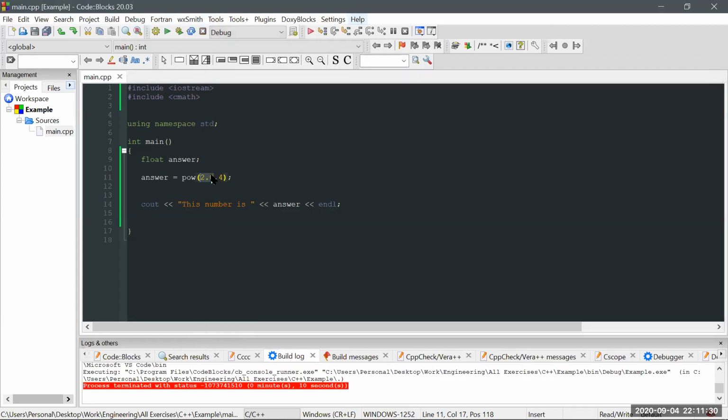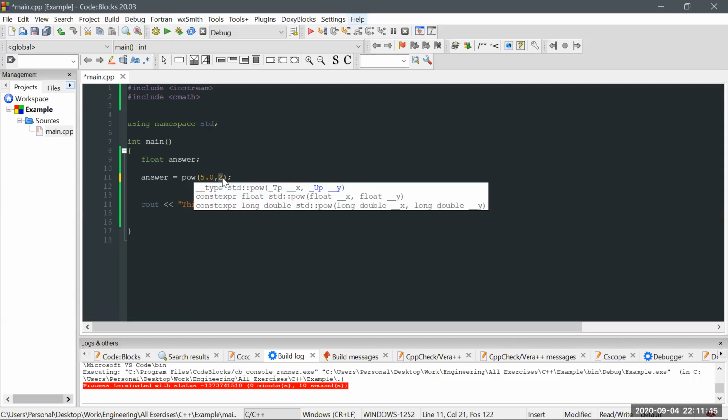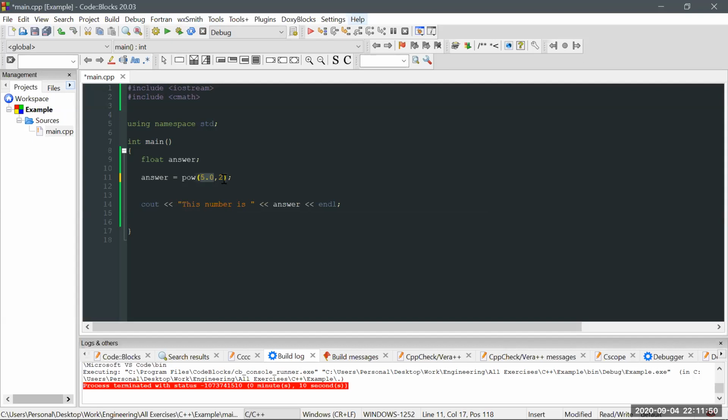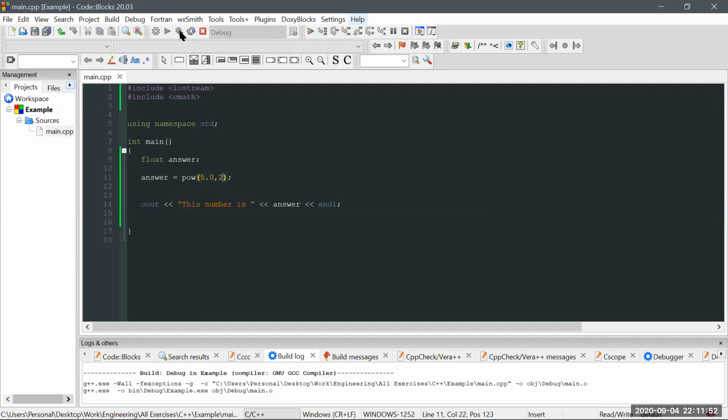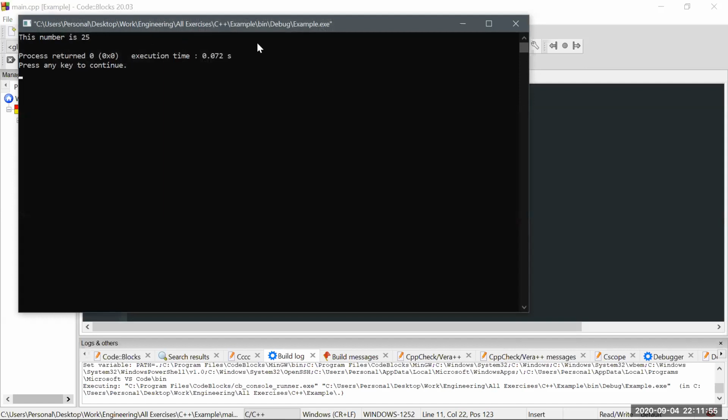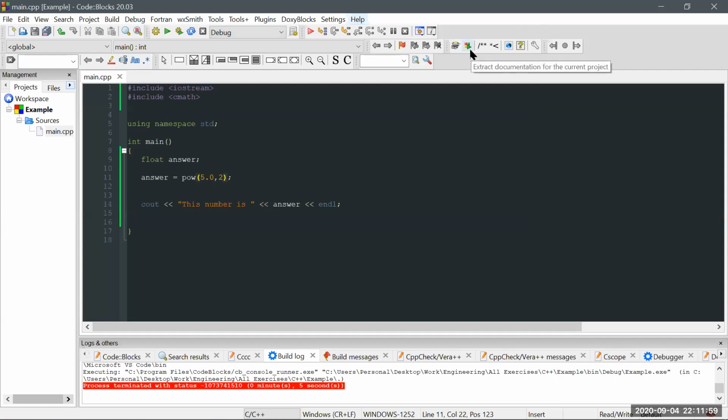Another example, let's change this one to 5.0, and we raise it to 2. So the answer should be 25. And no matter what the data value in your second argument is, whether it's an integer or not, it always depends on the first argument. If you run this one, we can see that the number there is 25, which is 5 times 5.